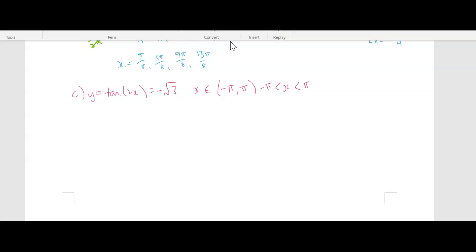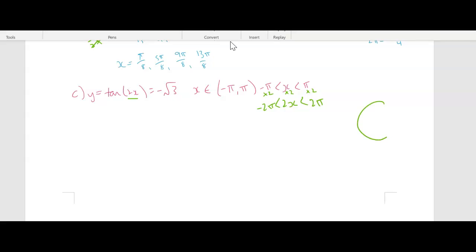So because we've got 2x here, I'm going to just change it to 2x. So what I do to that x is I've multiplied it by 2. So we multiply everything by 2. So we're going to go from negative 2 pi to 2 pi.